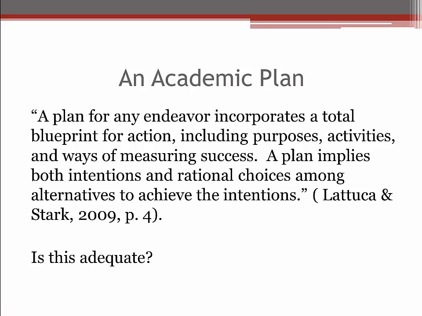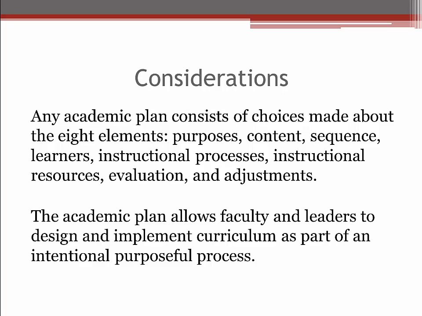We mentioned in segment 1 that defining curriculum as an academic plan allows that plan to be implemented on a micro level for a single lesson or on a macro level for the college as a whole, with various levels in between. Is that adequate? An academic plan consists of choices made about the 8 elements.